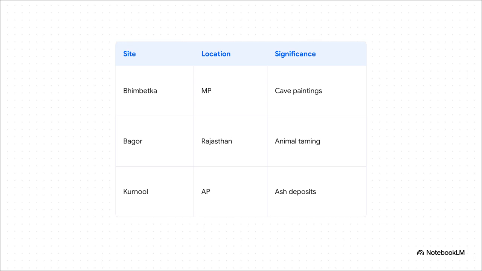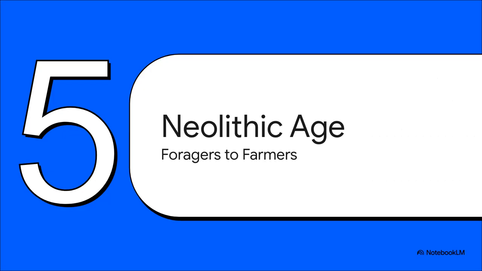Take Bhimbetka in Madhya Pradesh. It's a UNESCO site with over 700 rock shelters, covered in incredibly detailed prehistoric cave paintings depicting hunting and daily life. Over in Bagor, Rajasthan, we find the earliest evidence of humans experimenting with animal domestication, specifically taming dogs. And at Kuno Caves in Andhra Pradesh, ash deposits give us absolute concrete proof of the early, controlled use of fire. Next up is Section 5, the Neolithic Revolution, from foragers to farmers.